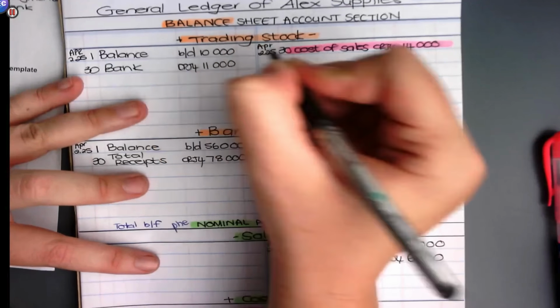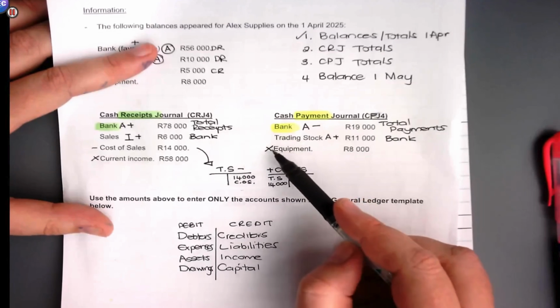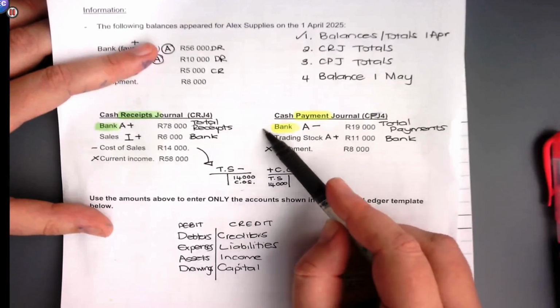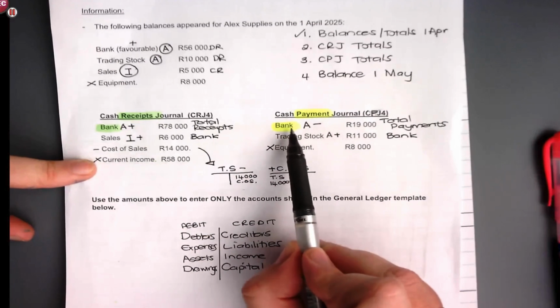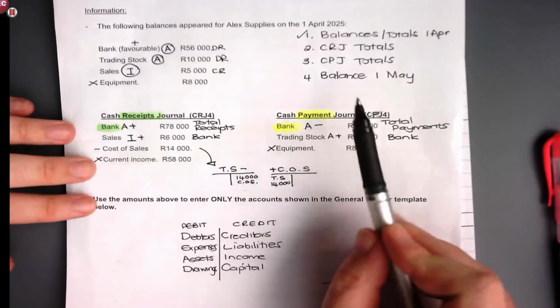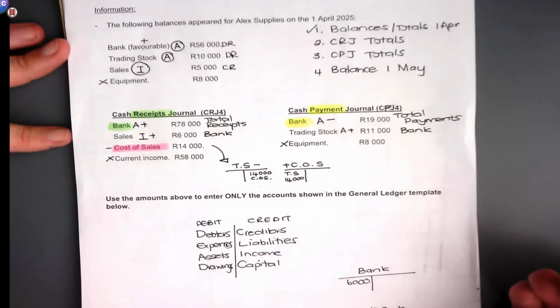So again, everything that affects your bank account, we call bank. So sales and current income affect your bank account, so we'd call them bank because that's where they get entered into. Trading stock and equipment affect your bank account because that's how you would calculate the total. And then bank from the CRJ is called total receipts. Bank from the CPJ is called total payments. Just cost of sales, remember, is the one that gets entered in twice because it does not affect the bank. So it doesn't have a contra, so we need to be able to create one for it.